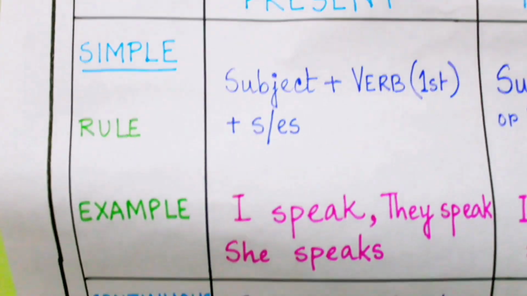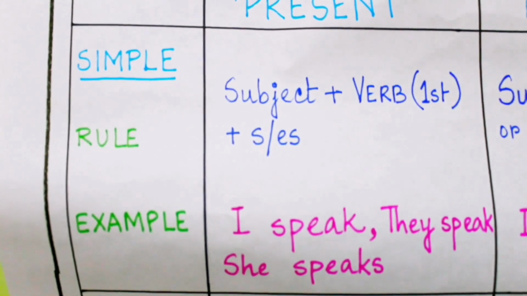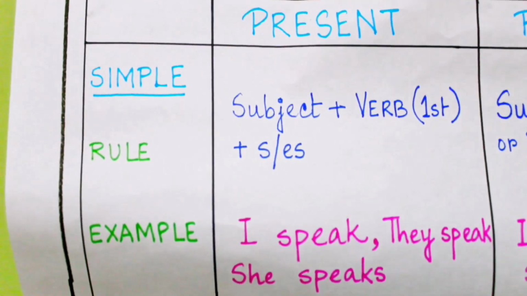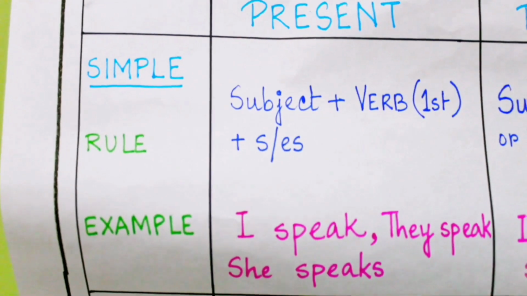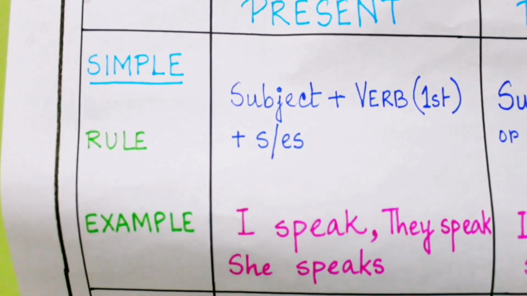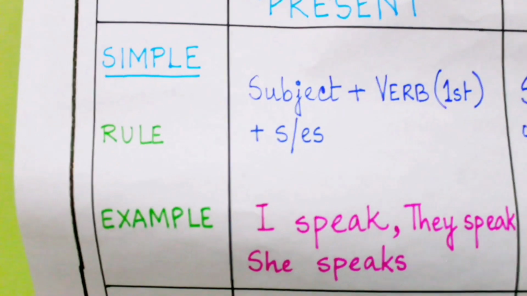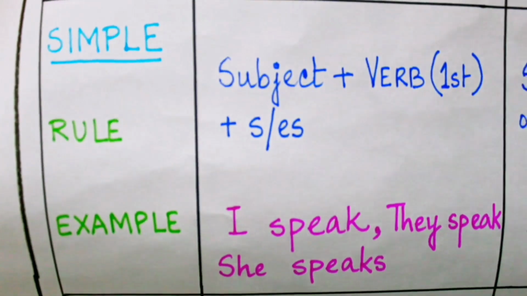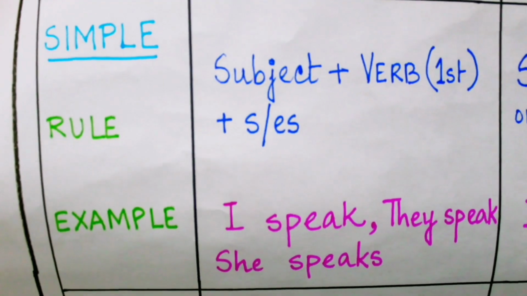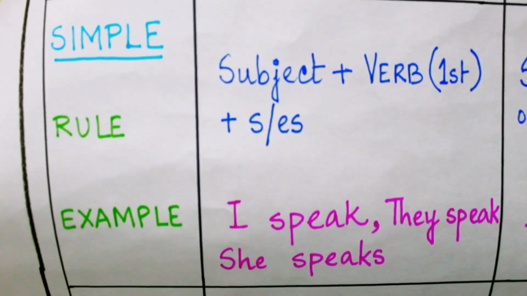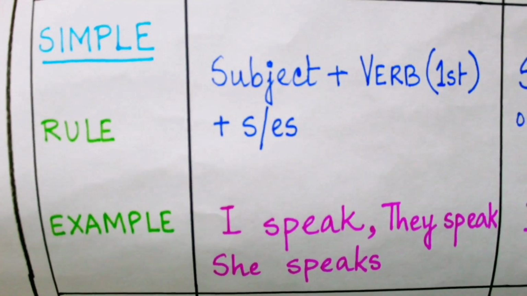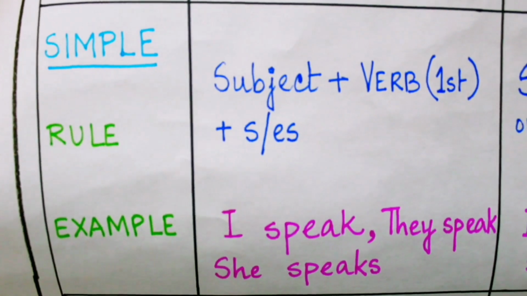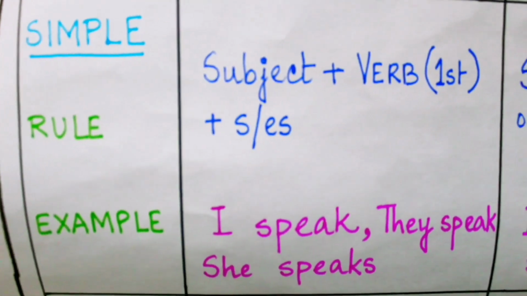They speak. But the only exception to the rule is when we use I or you. Though in this case the subject is singular, the verb remains as it is, that is I speak or you speak. It is never I speaks or you speaks. So s or es is used with only third person singular subjects and not with first or second person singular subjects. Thus, it is she speaks or he speaks, but never I speaks or you speaks. It is I speak or you speak.